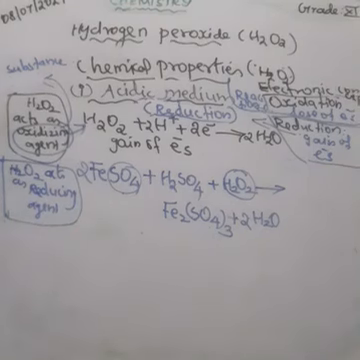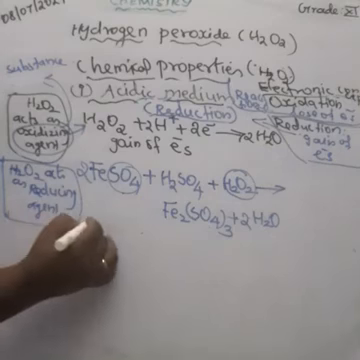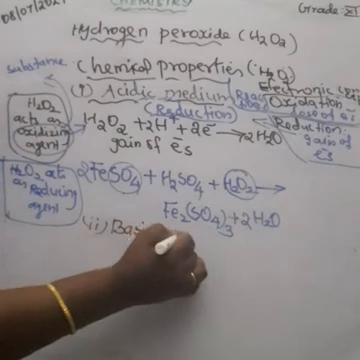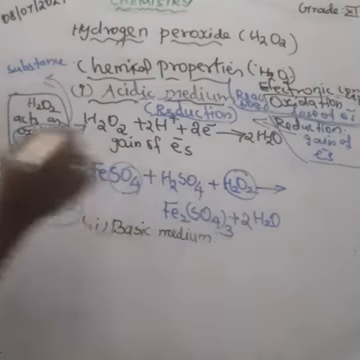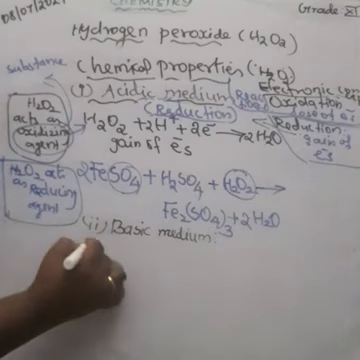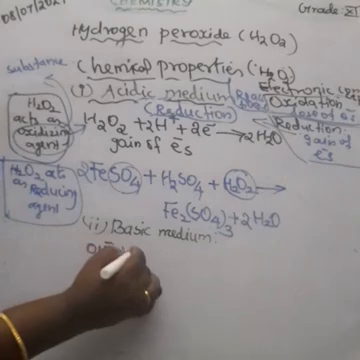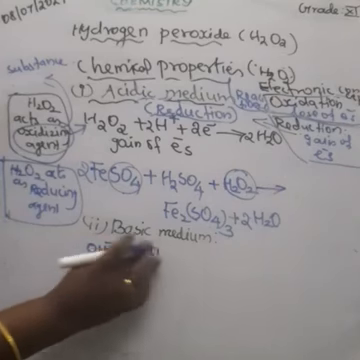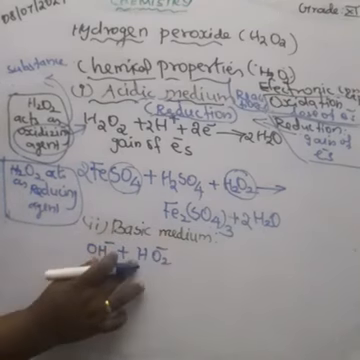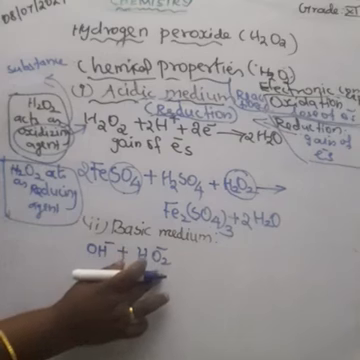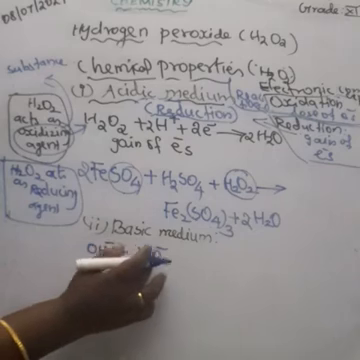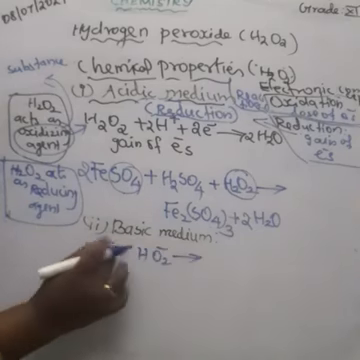And in basic condition, the hydrogen peroxide with basic condition means OH minus. OH minus is the base. When it combines with the hydrogen peroxide, here only one hydrogen is taken, so HO2 minus means one electron. So the H plus only leaves out. So this electron is here.